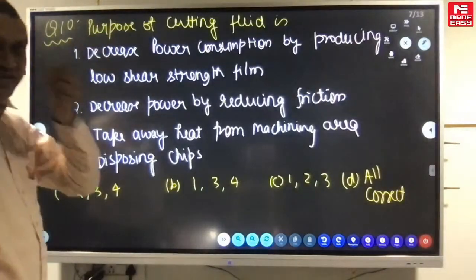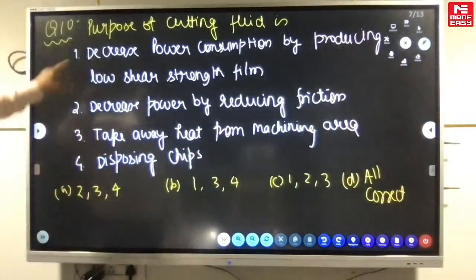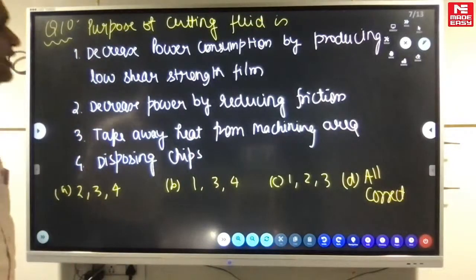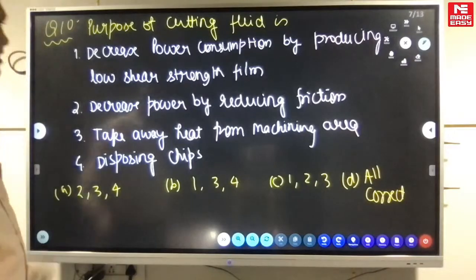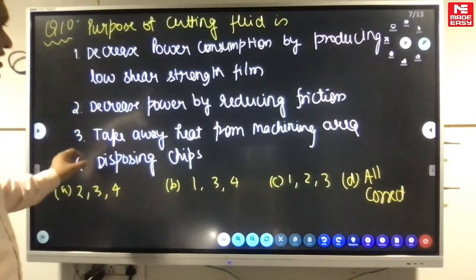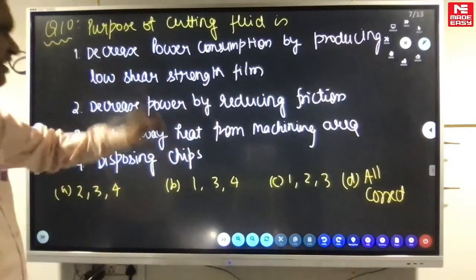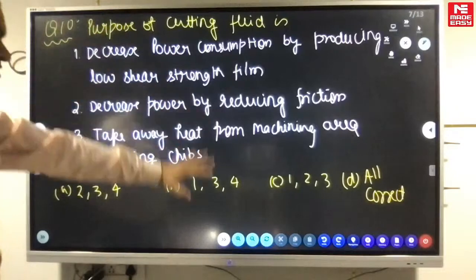Purpose of cutting fluid, cutting fluid को coolant भी बोलते हैं हम कभी कभी, is: number one, decrease the power consumption by producing low shear strength film. Number two, decrease the power by reducing friction. Number three, take away heat from the machining area. Number four, disposing chips. Out of these things, which statement is correct?